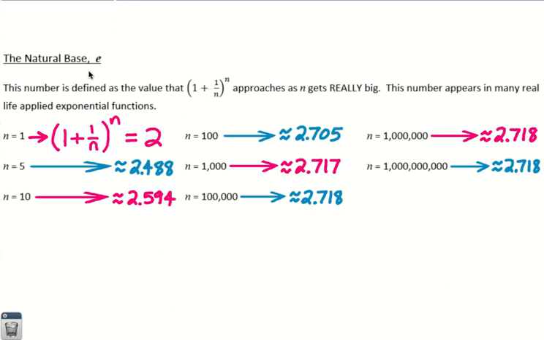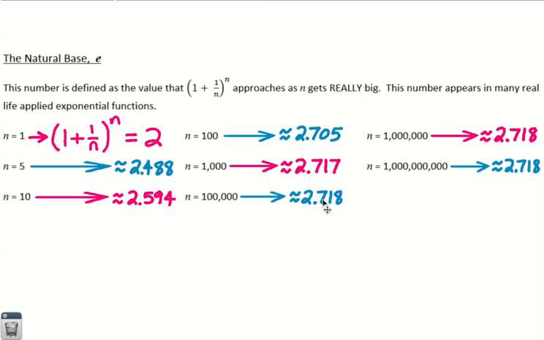Now, really quick, if you take 1 plus 1 over n, all to the n power, and you just keep plugging in larger and larger values for n, right? If you just plug in 1, this is the answer you get, plugging 1 in for n. If you plug in 5, this is approximately what you get. If you plug in 10, you get this answer. 100, bam. Plug in 1,000, this is what you get. Plug in 100,000, this is what you get.